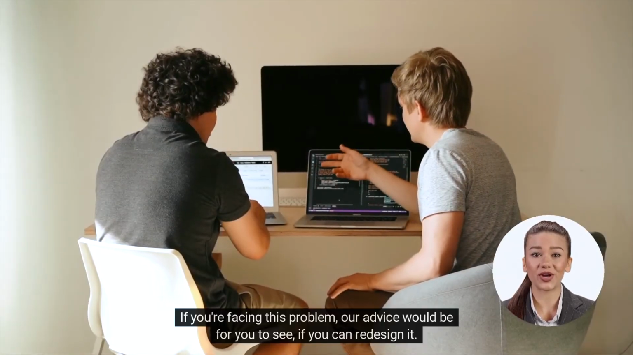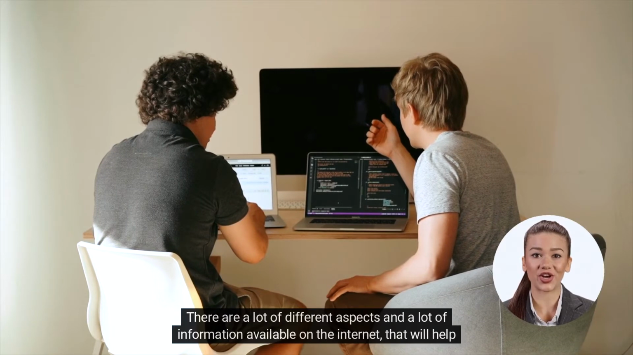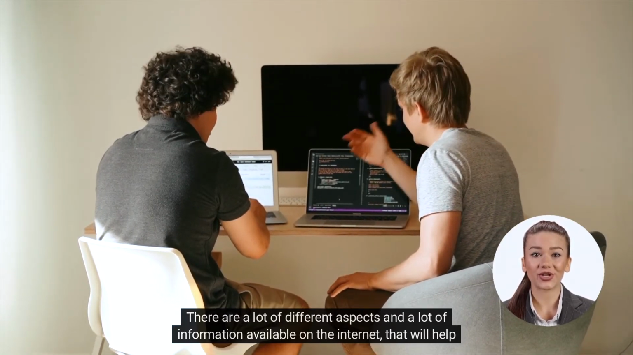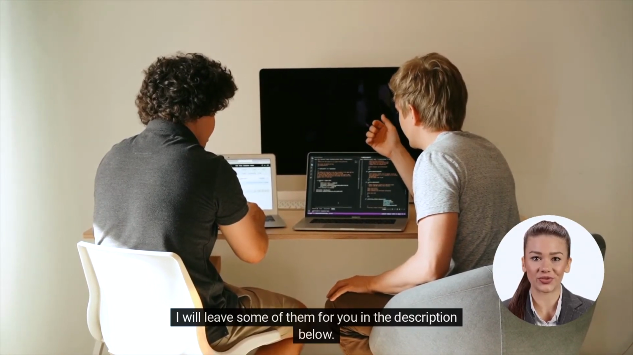If you're facing this problem, our advice would be to see if you can redesign it. There are a lot of different aspects and a lot of information available on the internet that will help you redesign the system. I will leave some of them for you in the description below.